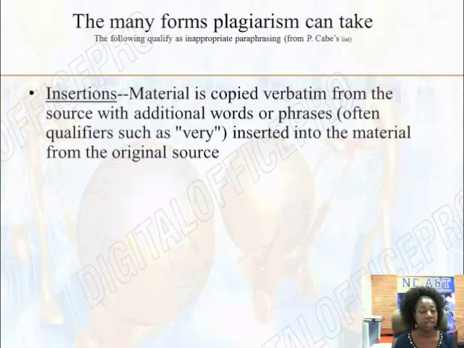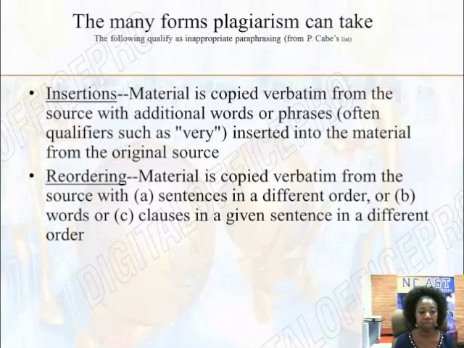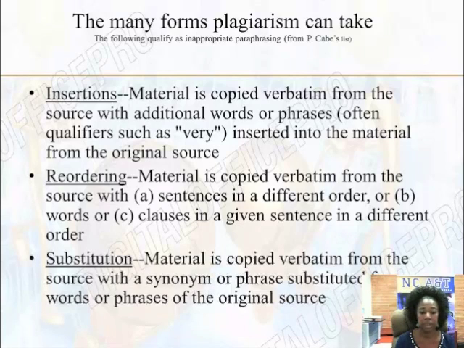Here are the many forms that plagiarism can take. Insertions, which are material that is copied verbatim from the source with additional words or phrases inserted into material from the original source. Reordering, materials copied verbatim from the source again with A, sentences in a different order, or B, words, or C, clauses in a given sentence in a different order. Substitution. Material is copied verbatim from the source with a synonym or phrase substituted for words or phrases of the original source.